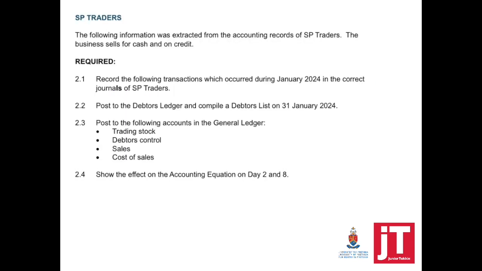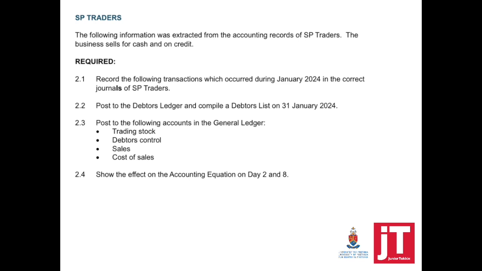We're going to look now at Chapter 2, Activity 2. The following information was extracted from the accounting records of SP Traders. The business sells for cash and on credit. So now we're looking at a business where we not only have credit sales transactions, but also cash sales.